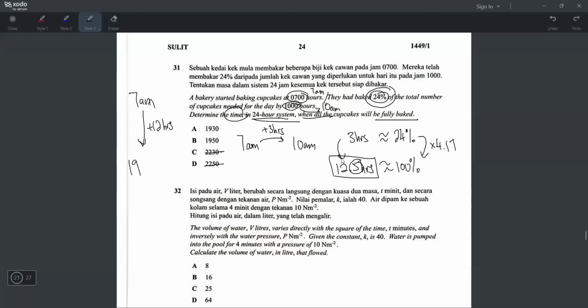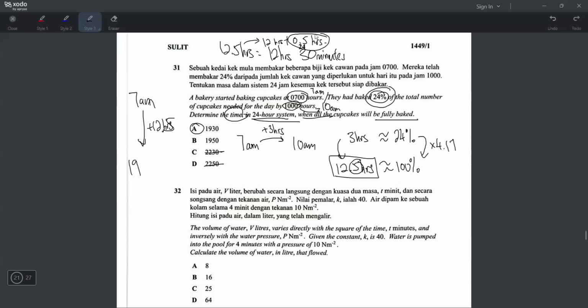This is where students make mistakes. Some students thought it's B because they thought plus 0.5, right? So maybe they would do 7 plus 12.5, then dia dapat 19.5, dia ingat jawapan B. Salah. The answer is A. Because 12.5 hours is actually 12 hours, 30 minutes.